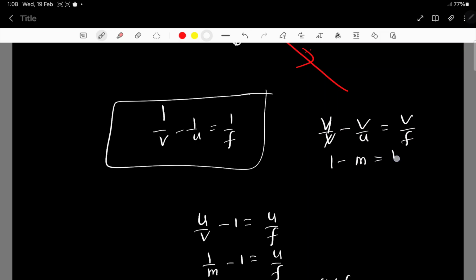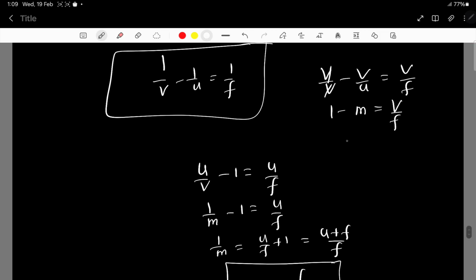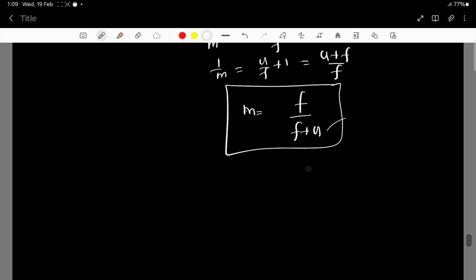So v by f. So 1 minus v by f equals m. So 1 minus v by f equals m. This is the magnification in terms of the image distance. So these are some important formulas related to the lens, okay.